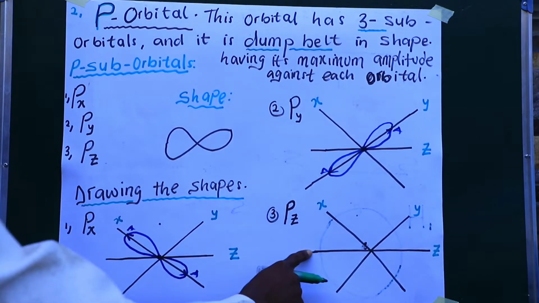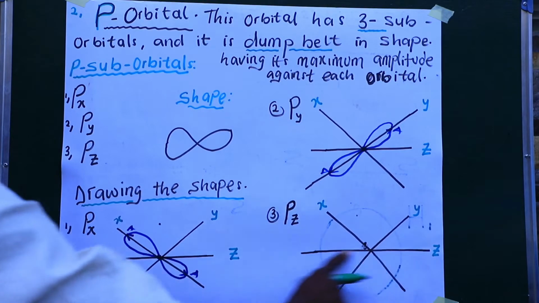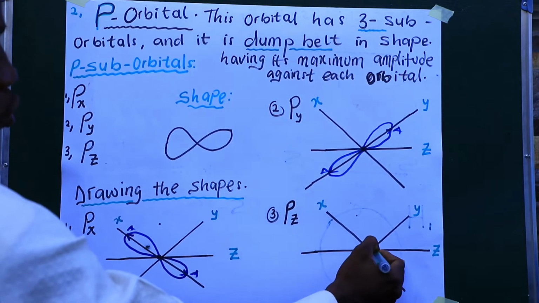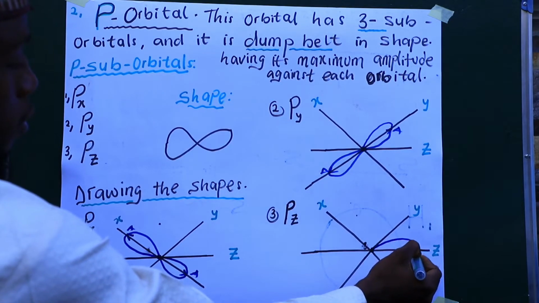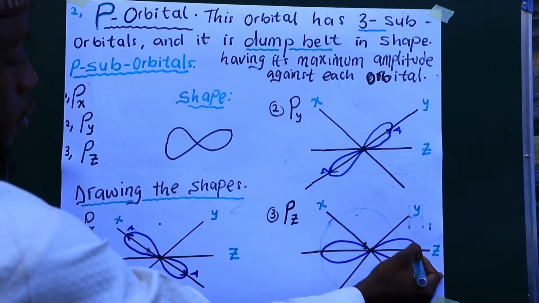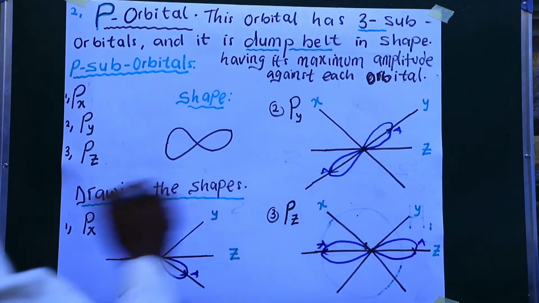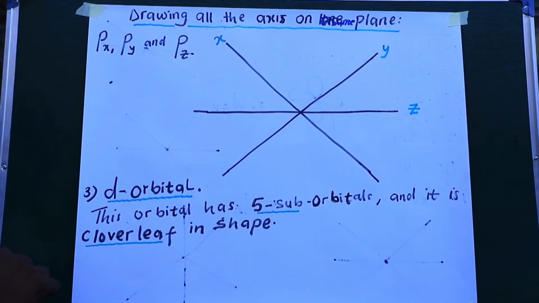Going for number 3, Pz. Here are the x, y, and z axes. We are going to place our maximum amplitude on the z-axis. Here it looks like this. Dumbbell in shape. Also here is the maximum amplitude, and here the maximum amplitude.